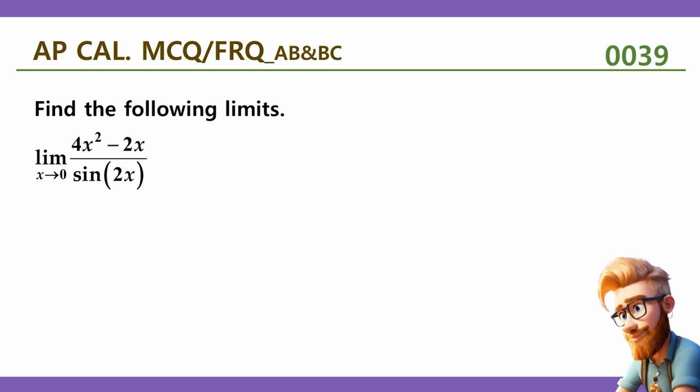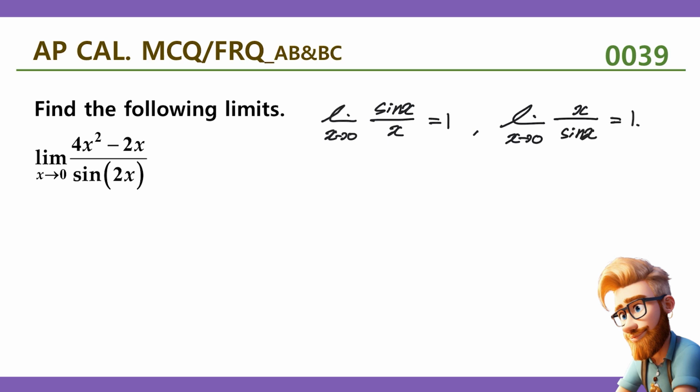Question number 39. We have the limit as x approaches 0 of (4x squared minus 2x) over sine 2x. Well, there is a formula we must remember in limits with trigonometric functions. That's the limit as x approaches 0 of sine x over x is equal to 1, right? Or the limit as x approaches 0 of x over sine x, that's also equal to 1, right?